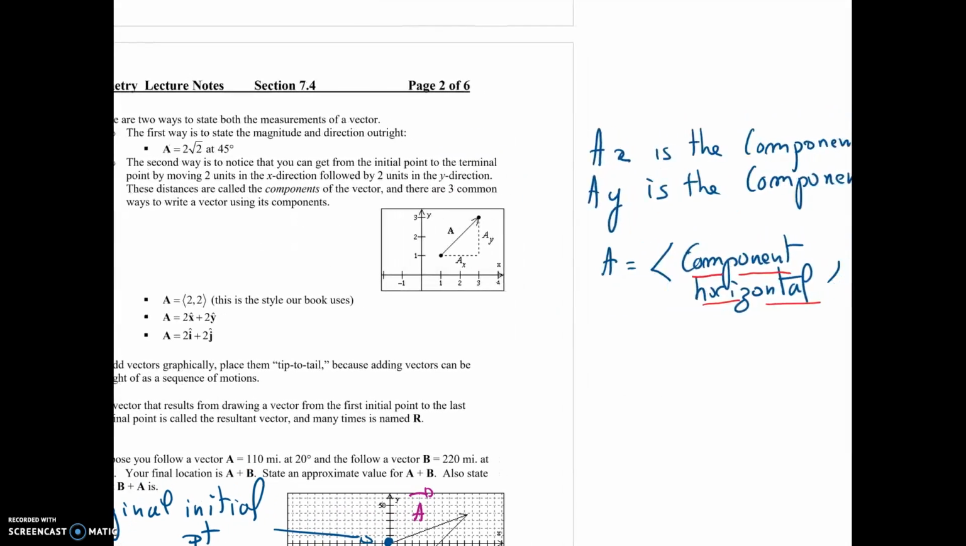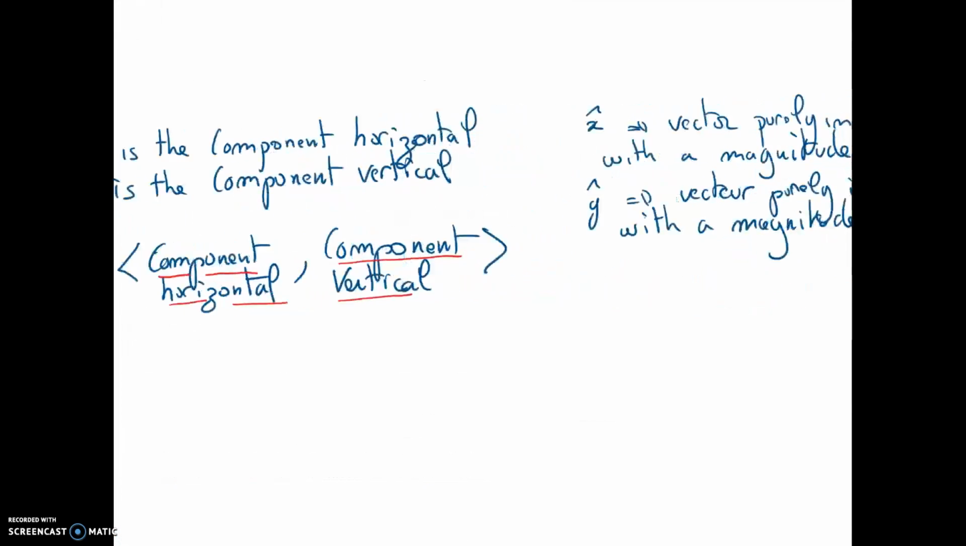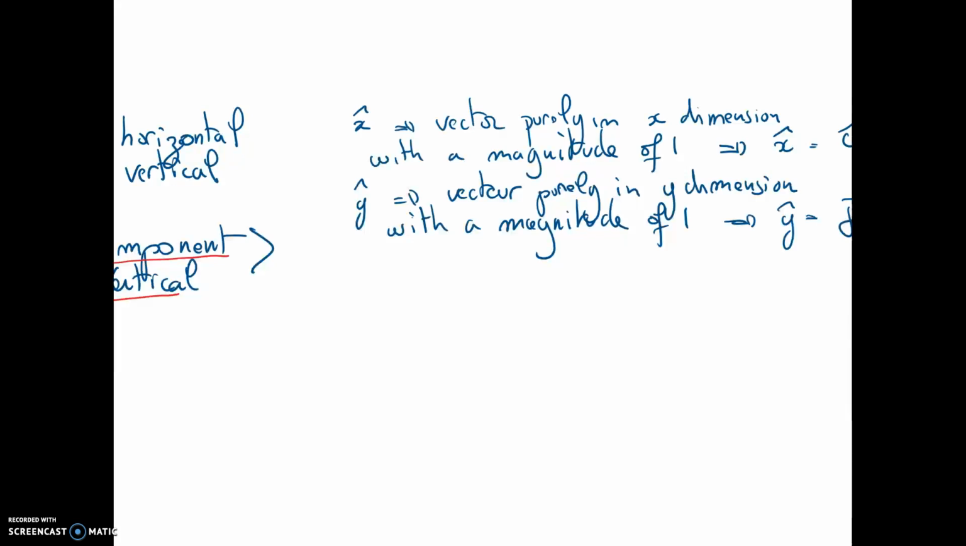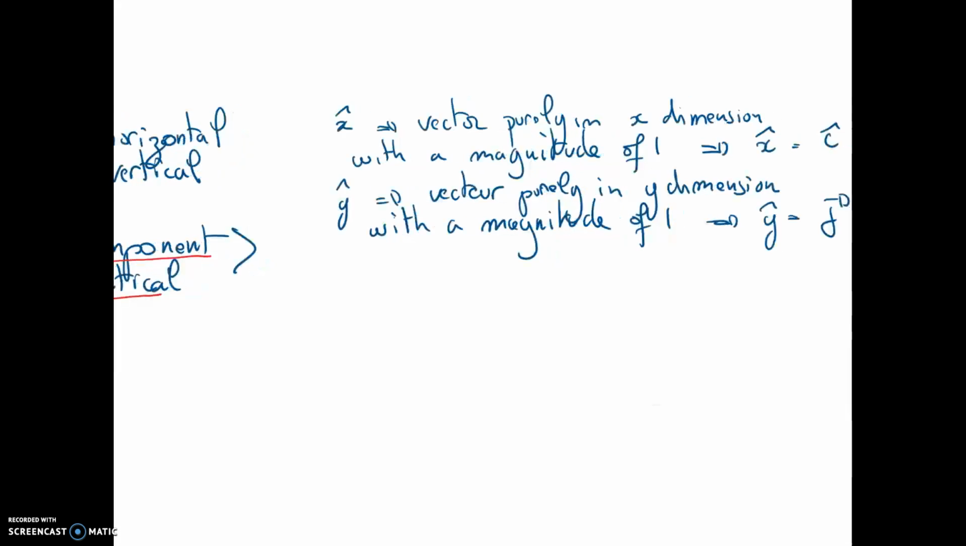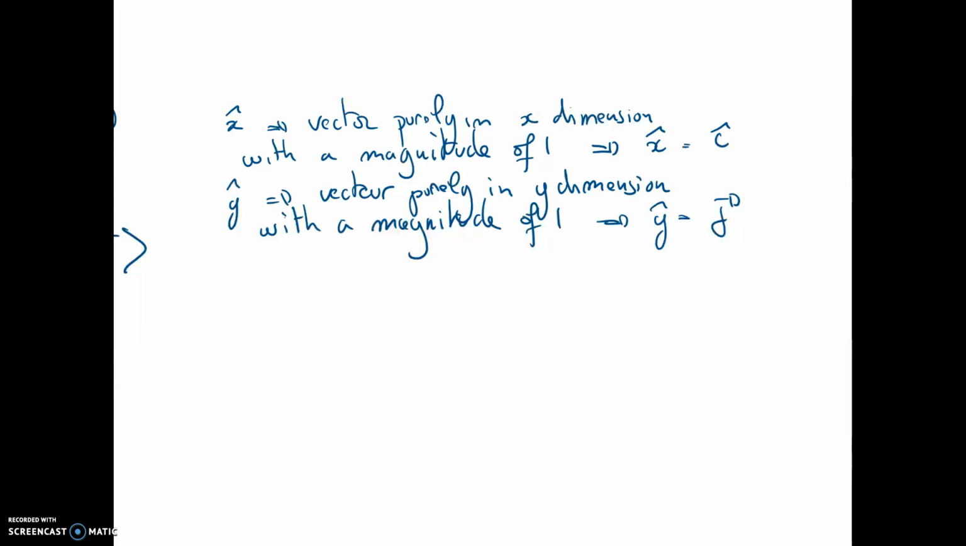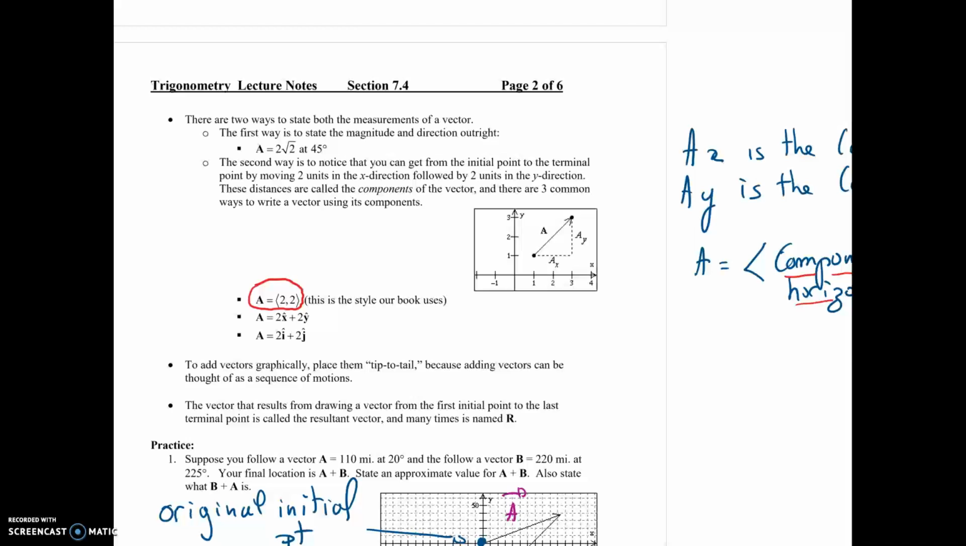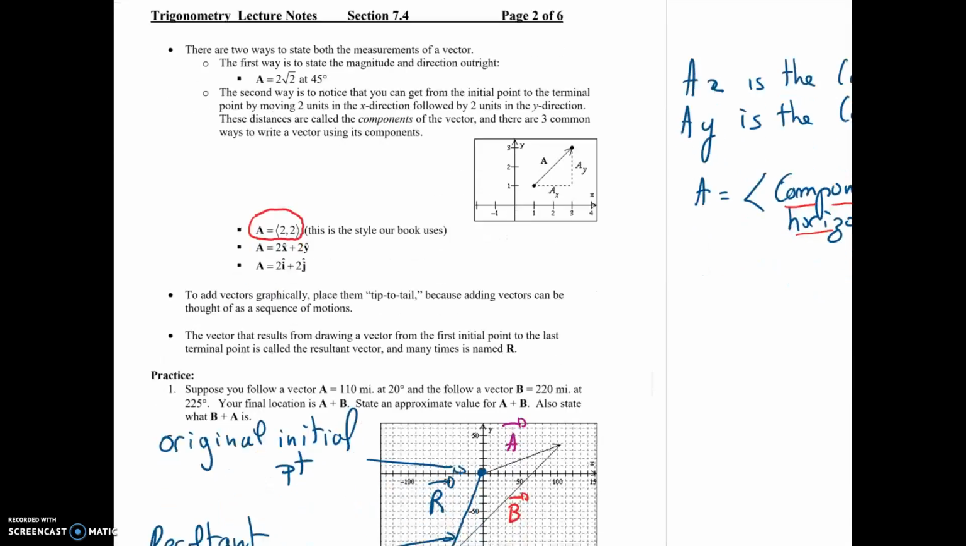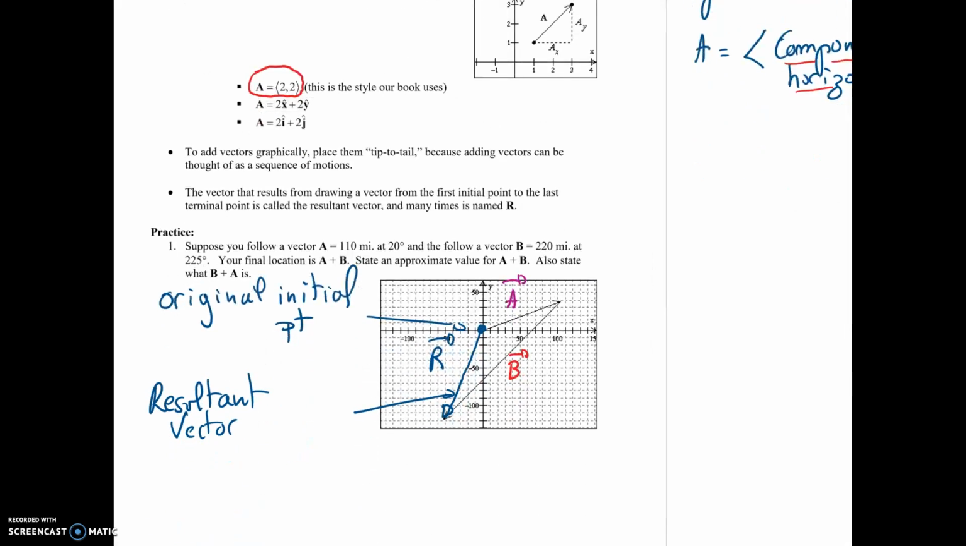All right? So if you have a vector defined this way, that means you have a vector made of 2 times the vector x. And what is x? x is the vector purely in the x dimension, and the magnitude is 1, so it's just to define that we're going in one direction, okay? And 2 times y, because it's also 2 on the y component. Now, let's try to practice a little bit.